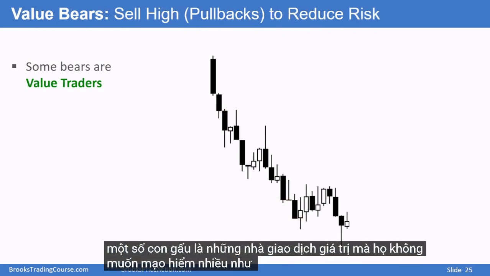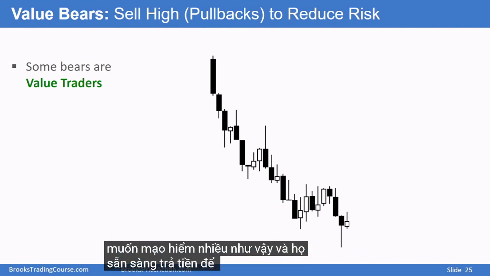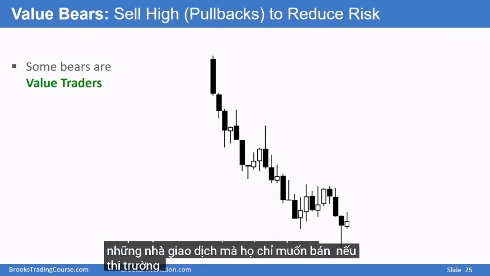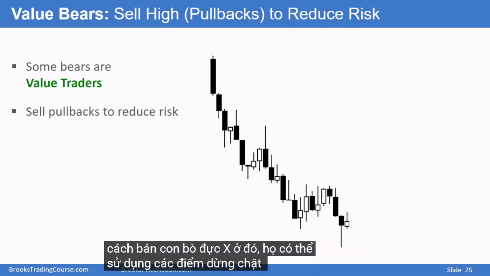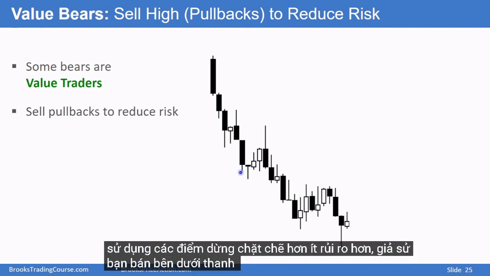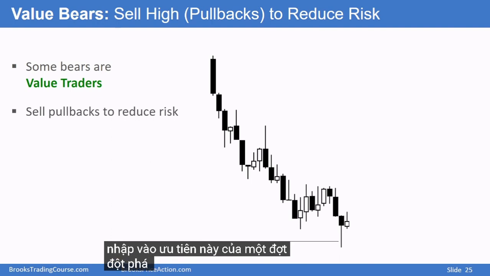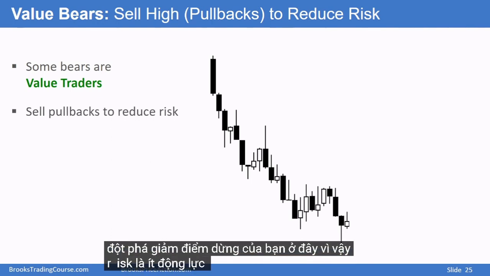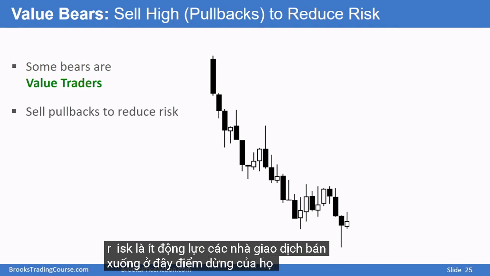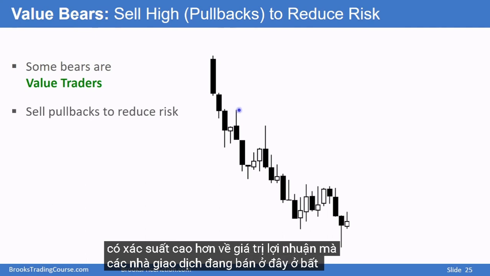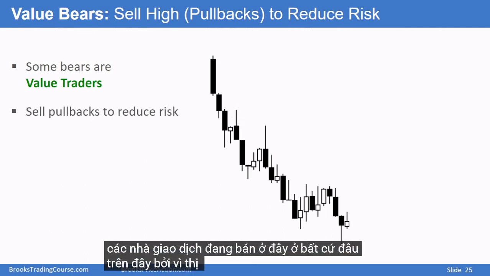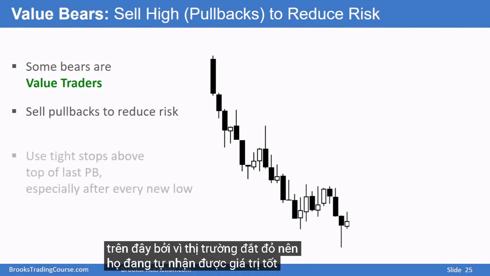Some bears are value traders. They don't want to risk that much, and they're willing to pay for reduced risk by accepting lower probability of profit. Those traders, they only want to sell if the market's expensive. So they're looking to sell pullbacks. That way they can use tighter stops, less risk. Let's say you sell below this bar and then you enter in this bar, you have a bear breakout, your stop is up here. So your risk is less. Momentum traders selling down here, their stop is up here. They have a higher probability of profit. Value traders are selling here, anywhere up here, because the market's expensive. So they're getting good value on their sell.